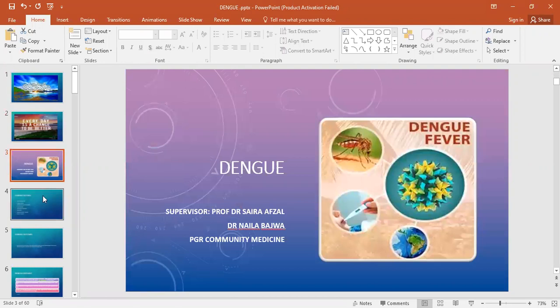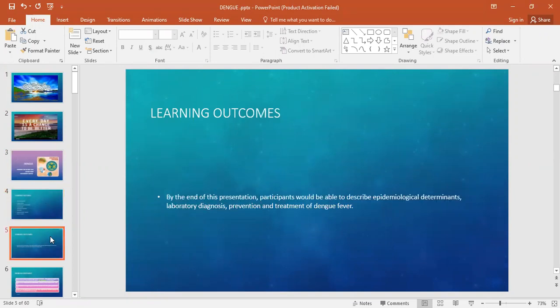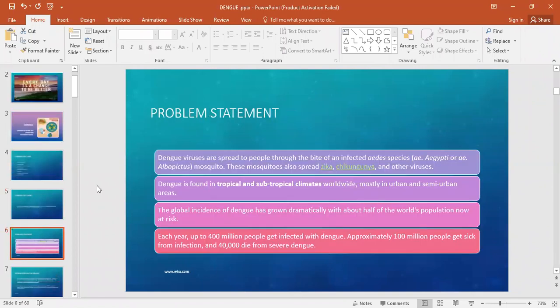Saira Afzal. The learning outline of my presentation is global burden, epidemiological determinants, classification, laboratory diagnosis, treatment, prevention and control, and recent updates. By the end of this presentation, participants will be able to describe epidemiological determinants, laboratory diagnosis, prevention, and treatment of dengue fever, and at the end, there is an MCQ session.